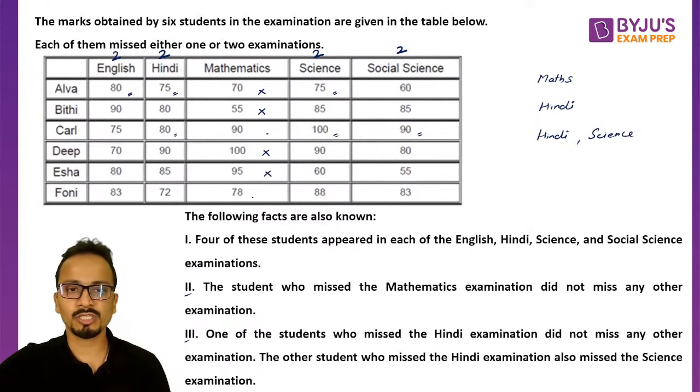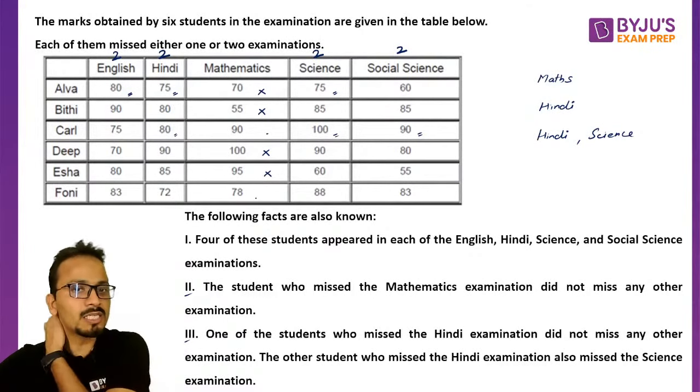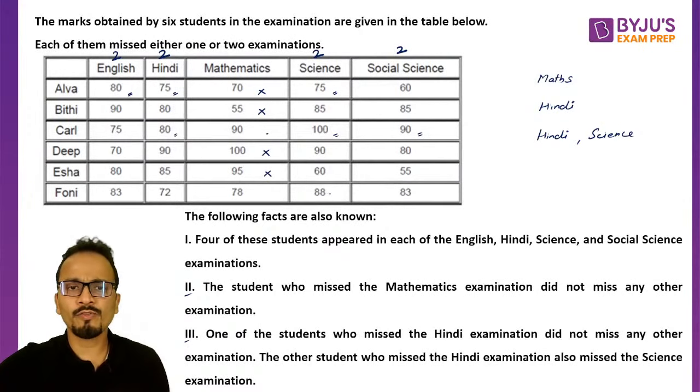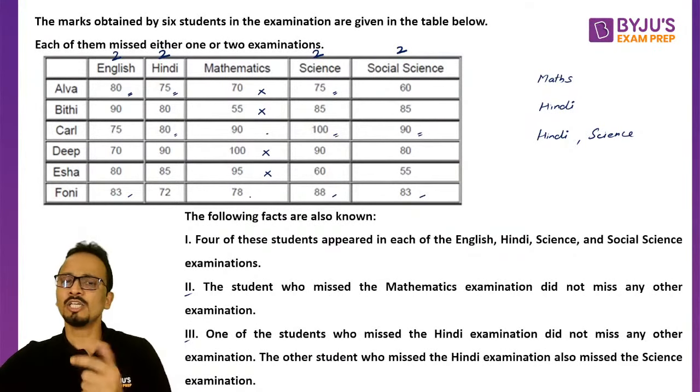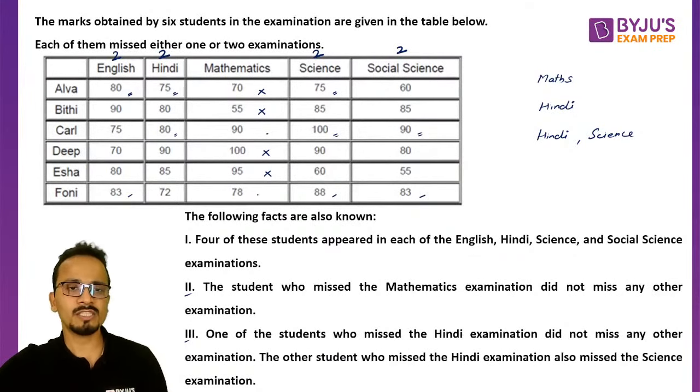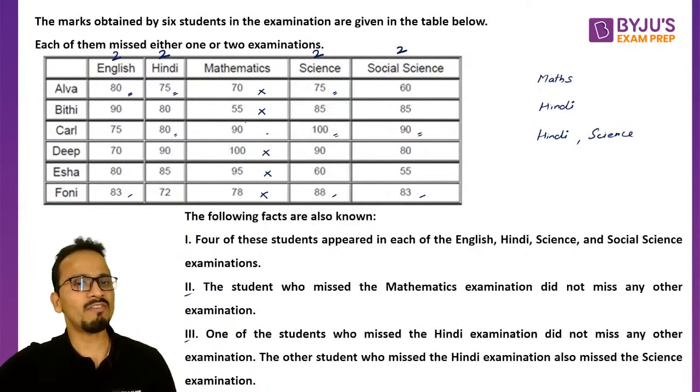Phony, last person, scored 78 in maths. The top three scores for Phony are 88, 83 and 83. Since 78 is less than all these three, 78 cannot be the average of these three. So again, Phony cannot miss maths examination. So I have only one option left, that is Kal. So Kal is the one who will miss only maths examination.